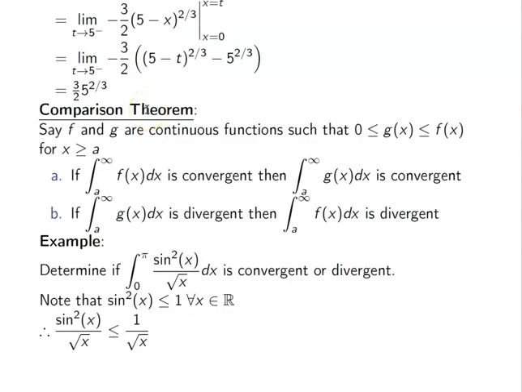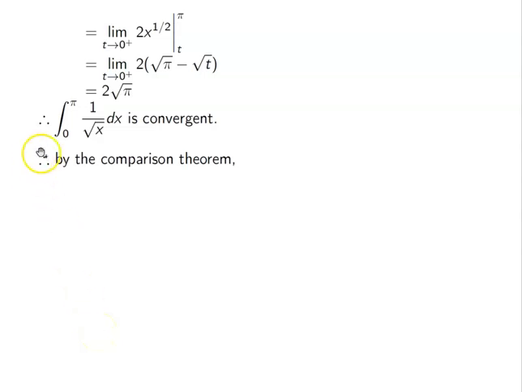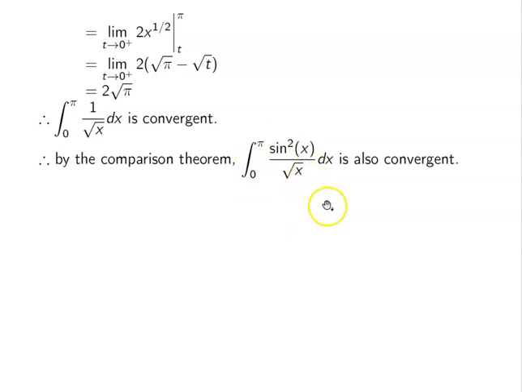So I took my function and compared it to a larger function that converges over this interval. Since I have a larger function that converges, this has to converge also. So this function is convergent by the comparison theorem. It is convergent because it is always less than or equal to this one, and the larger function is the one that converges.